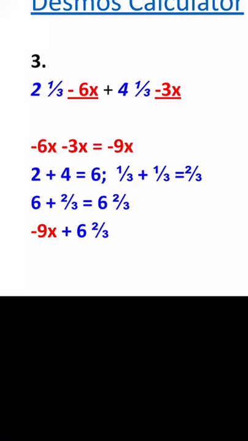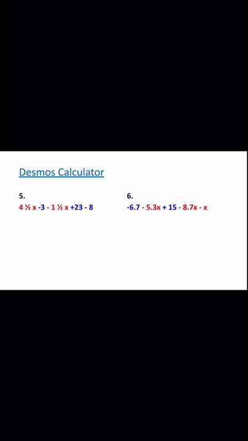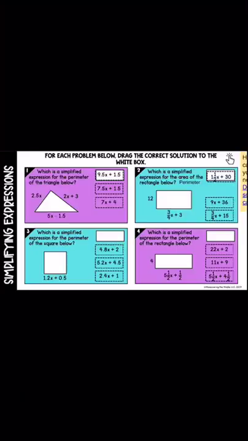Then I just put my numbers that I got, put it all together in my expression, -9x plus 6 2/3. You'll do number 4, and notice it's already been broken up. Same with 5 and 6. And in number 5, there is a fraction once again. It says half and half. Okay. And then on number 6, there is a decimal. Make sure that you add up your coefficients with coefficients and your constant with constant.